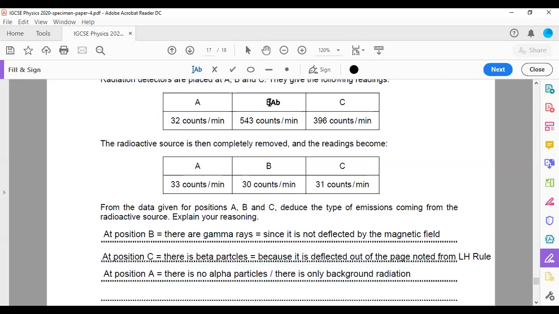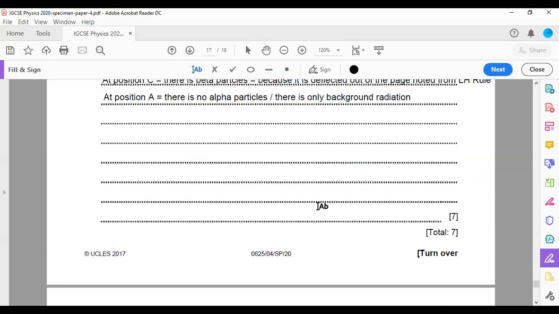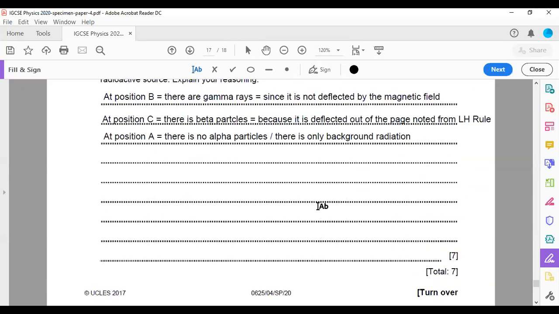However, B and C: B is gamma, C is beta, and at A there's only background radiation. But remember, there's no alpha particle. If it was alpha particles, then this value would have been much higher. 32 would have been much higher. Good. Take down that side and we're moving on.